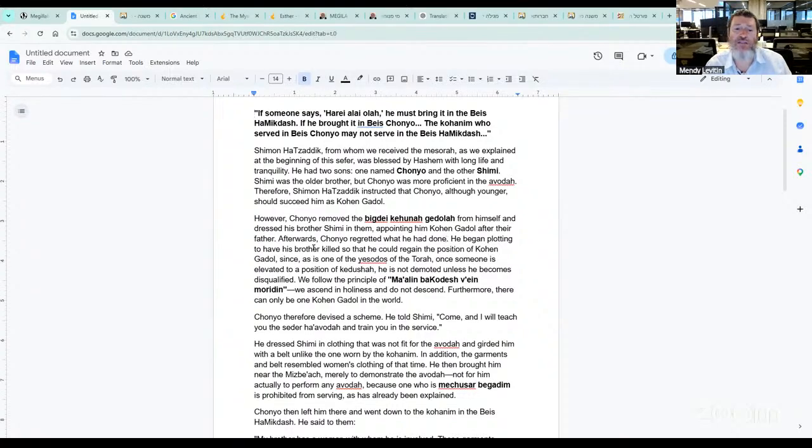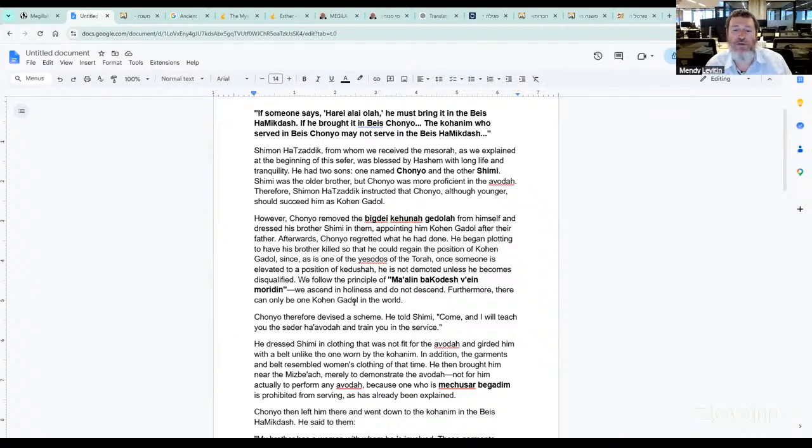He began plotting to have his brother killed so that he could regain the position of Kohen Gadol. Since it was one of the yesodos of the Torah, once someone is elevated to a position of kedusha, he is not demoted unless he becomes disqualified. So he wanted to disqualify his brother from being high priest. We follow the principle of maalin b'kodesh v'ein moridin. Once someone gets elevated, he can't go down. He ascended in holiness. He does not descend.